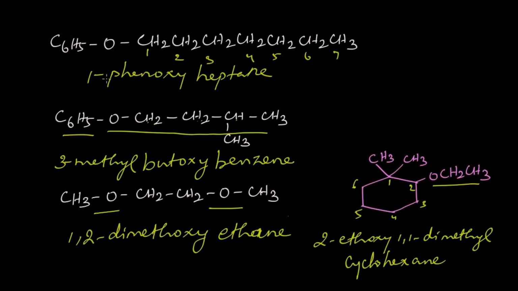The first one is 1-phenoxyheptane. And the second one is 3-methylbutoxybenzene. Here 1,2-dimethoxy, one methoxy on each carbon. This is ethane. And the last one is 2-ethoxy-1,1-dimethylcyclohexane.